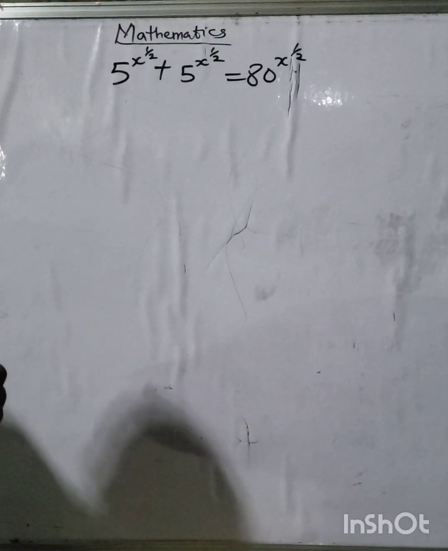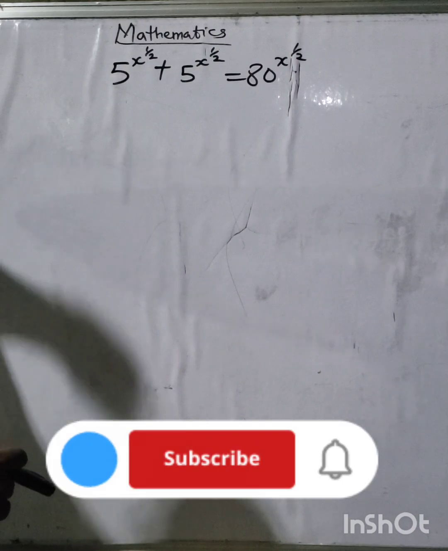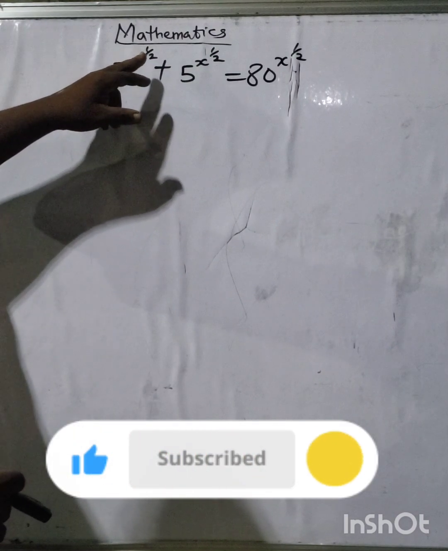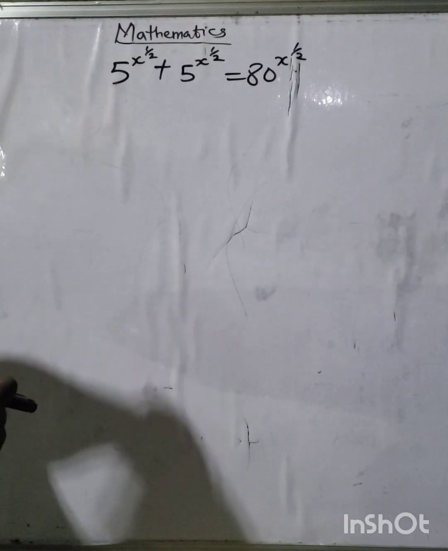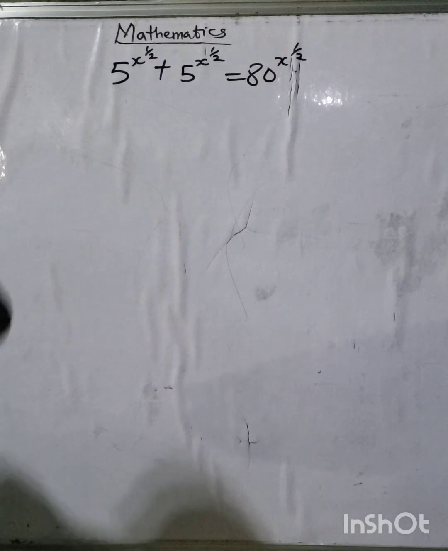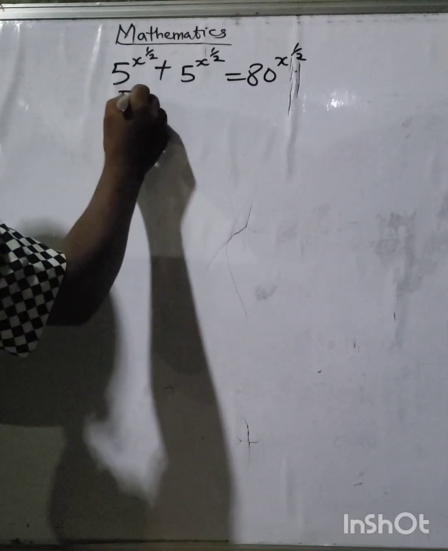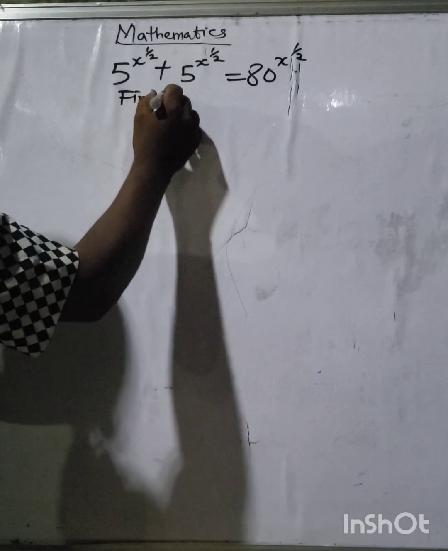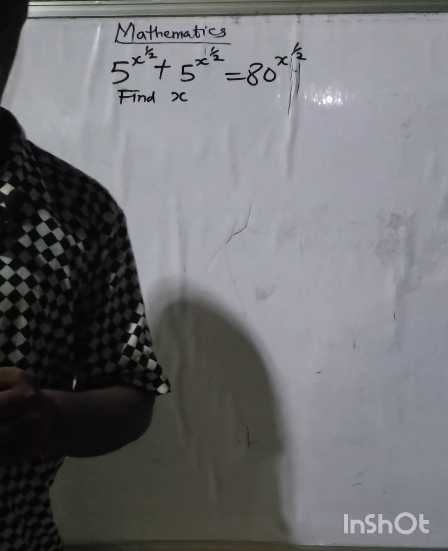This is another question. The question is 5 raised to power √s plus 5 raised to power (√s + 1)/2 equal to 80 raised to power √s. We are asked to find the value of s. How do we solve this?